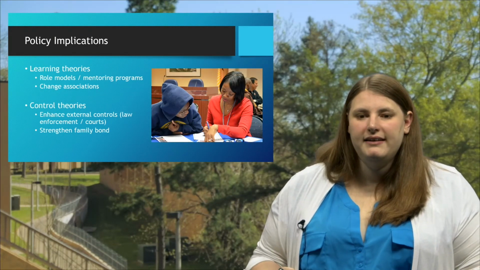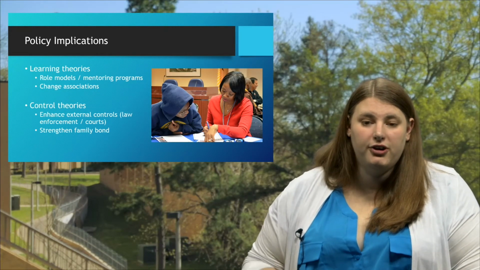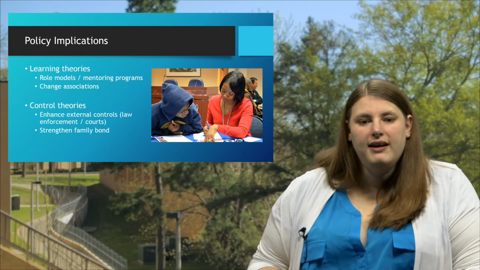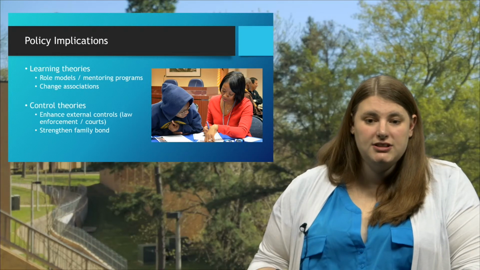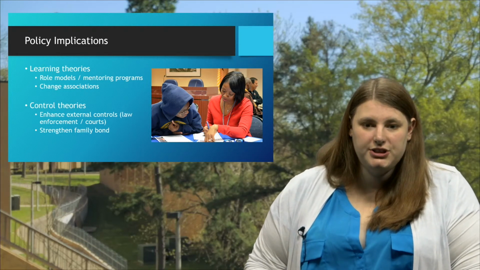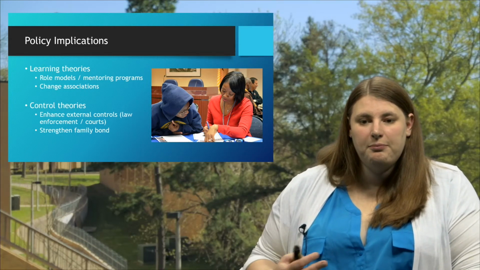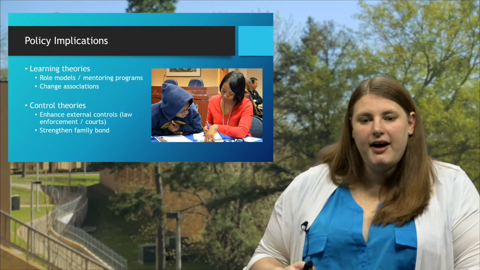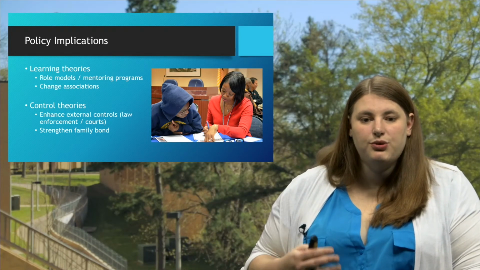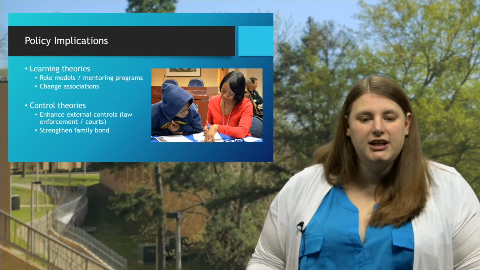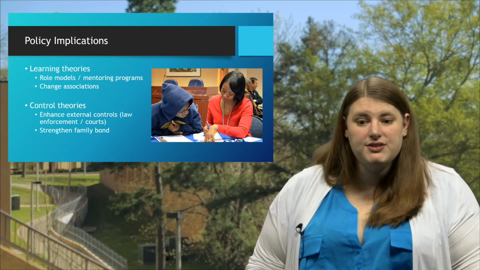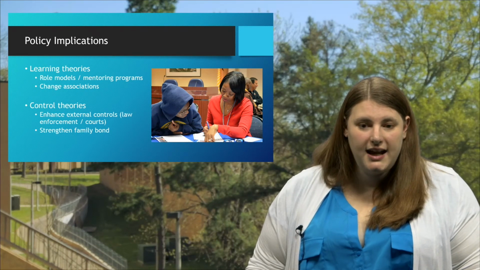So what do learning theories and control theories propose for a criminal justice system? If we assume a learning theory model, then we need to focus on the types of definitions and role models that are provided to our children. Mentoring programs like Big Brothers Big Sisters provide children with pro-social bonds through which they can learn pro-social definitions and values. Changing a child's environment can also impact the type of learning that he or she obtains.